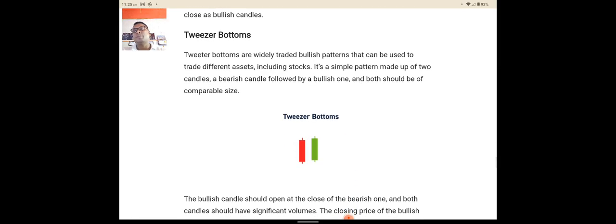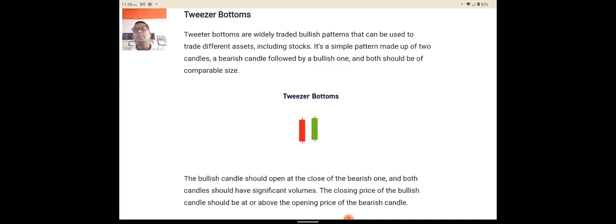Tweezers bottoms are widely traded bullish patterns that can be used to trade different assets, including stocks. It is simply a pattern made up of two candles. A bearish candle followed by a bullish one. Both should be of comparable size.